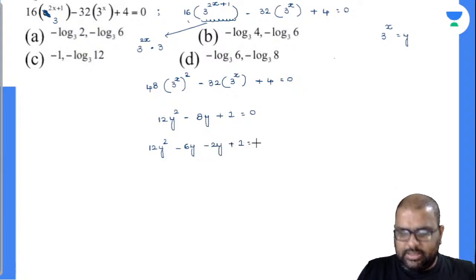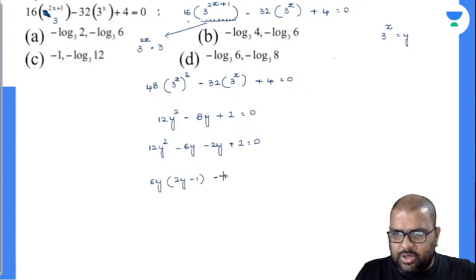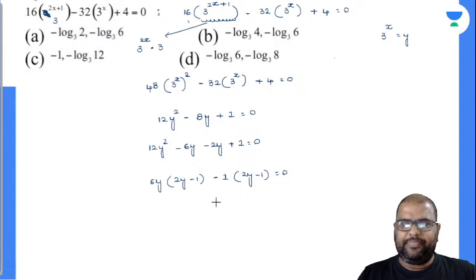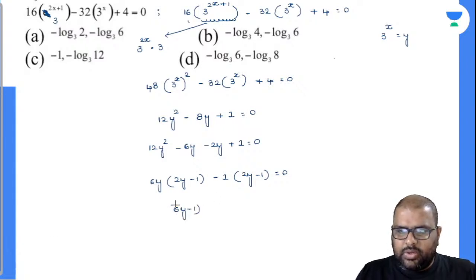Can I take it like this? Yes, Manoj. So I will be taking 12y as common there. Oh sorry, I cannot take 12y. If I take 6y as common there, this will be 2y minus 1. And if I take minus 1 as common there, this will be 2y minus 1 is equal to 0. Now I got my roots there perfectly. So my roots are 6y minus 1, 2y minus 1 is equal to 0.